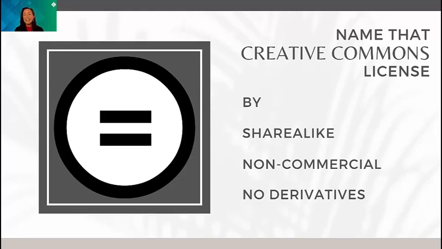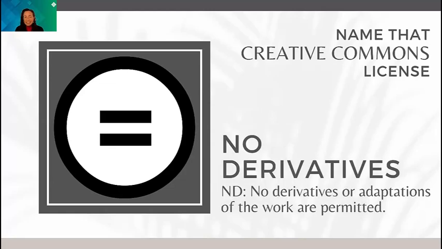Oh, look at that. Yes, yes. What is it, Jenna? Woo! It is no derivatives. And I love we have equal means should be the same. So derivatives are when we would change it, there would be derivations on the product. So they don't want any derivatives, any changes, adaptations of the work permitted. It must be shared in the form that it's been created. It can be shared, but it has to stay that way. And this is something that we want to make sure that we are respectful of.